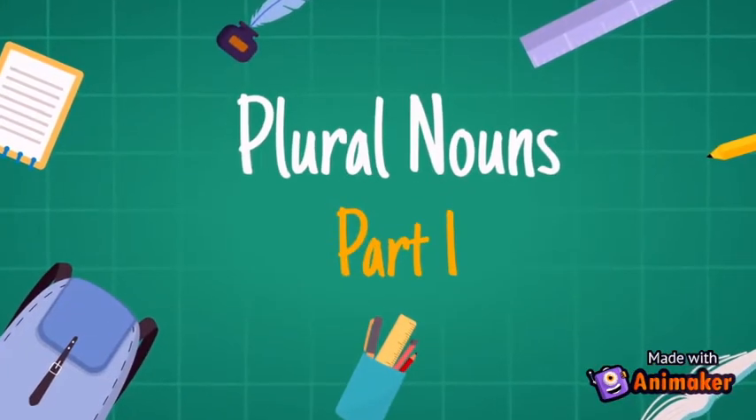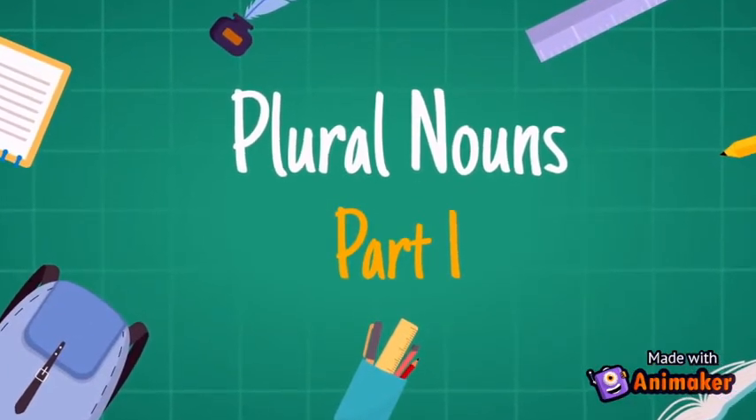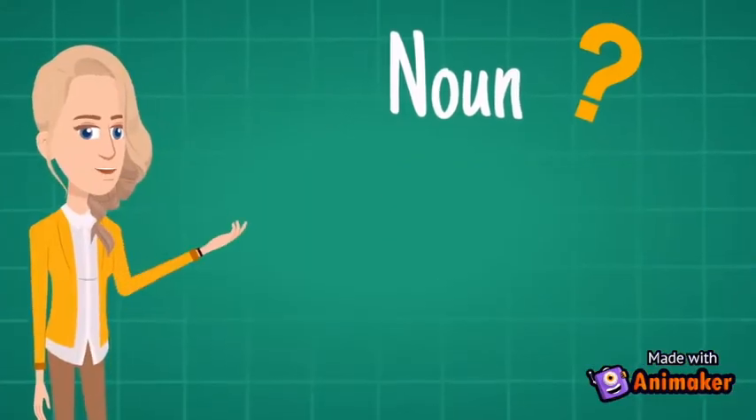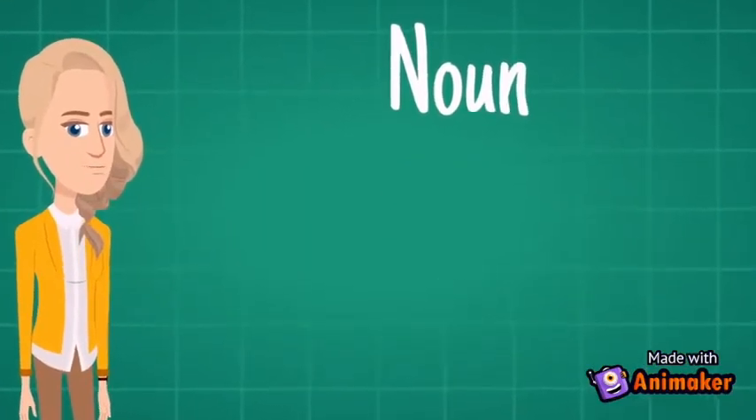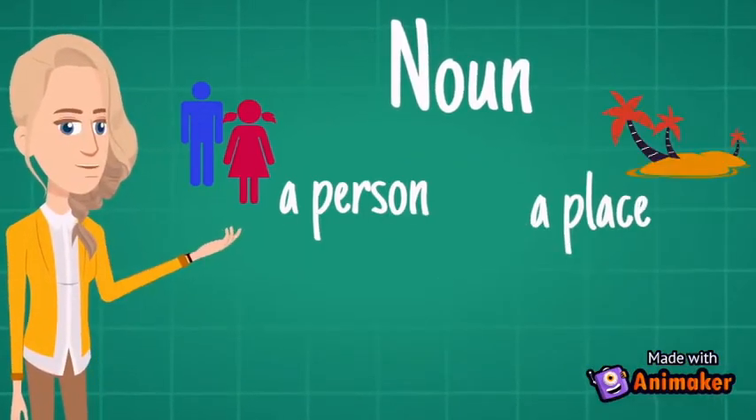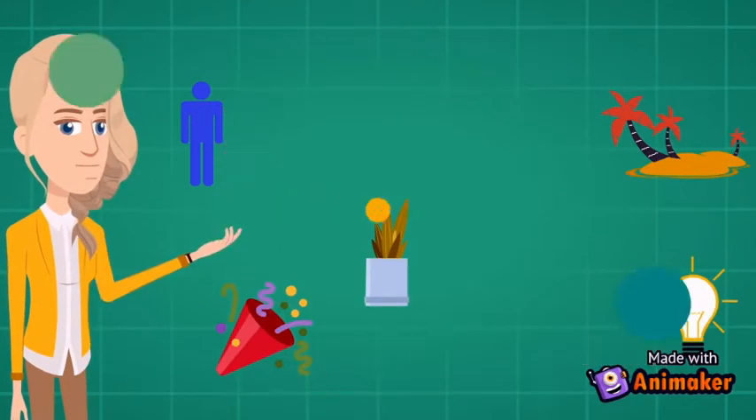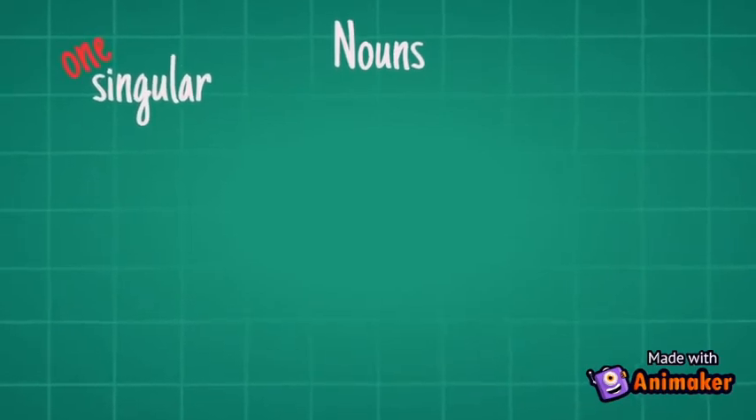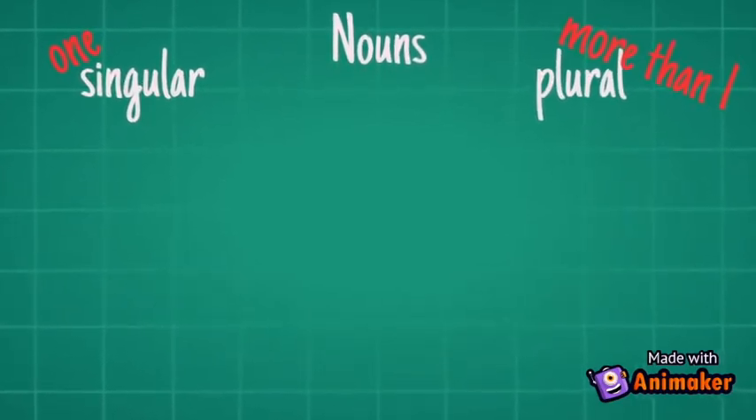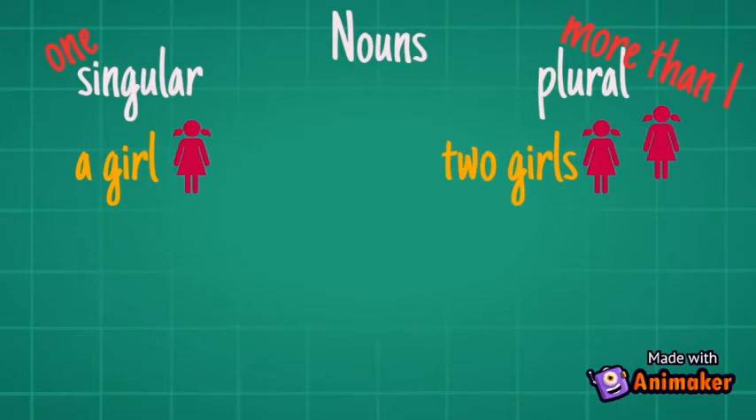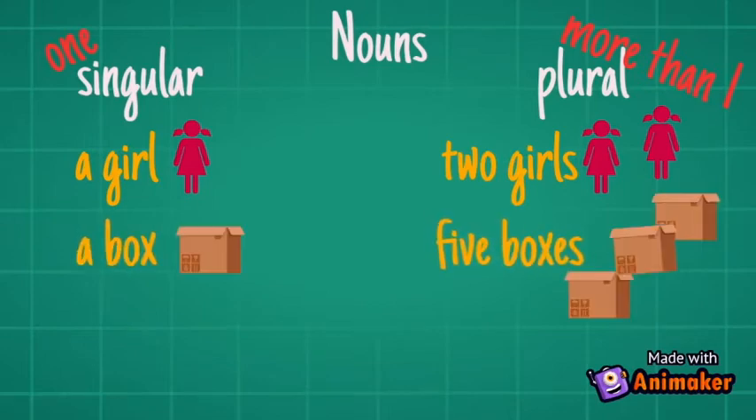Today we're going to talk about plural nouns. First, let's remember what a noun is. A noun is a word that represents a person, a place, a thing, an idea, or an event. There are singular nouns that name only one thing, and plural nouns that name more than one thing. And here are some examples.